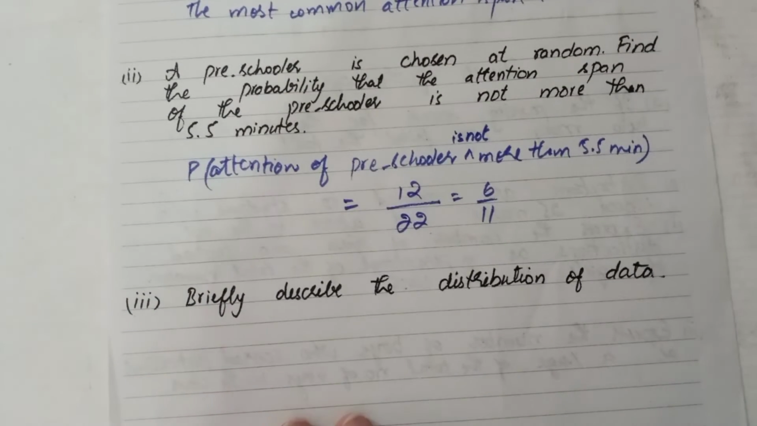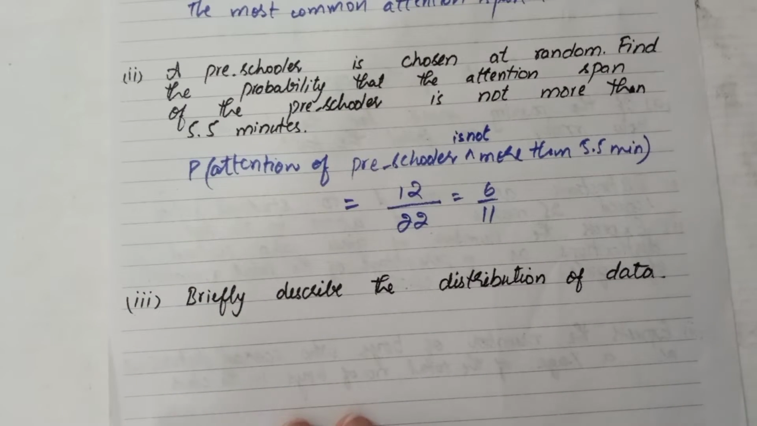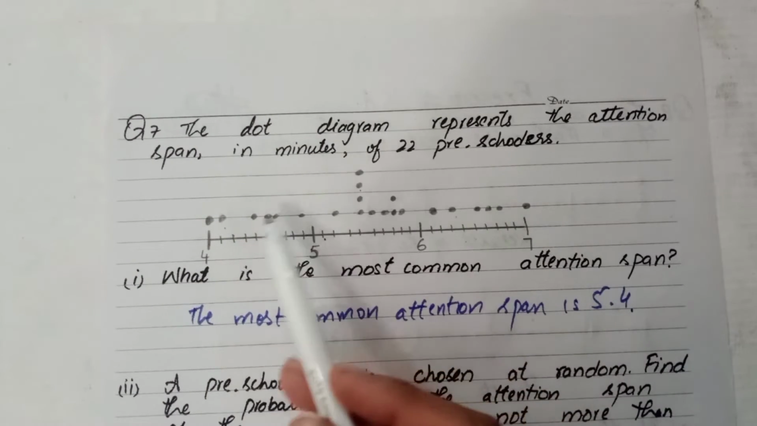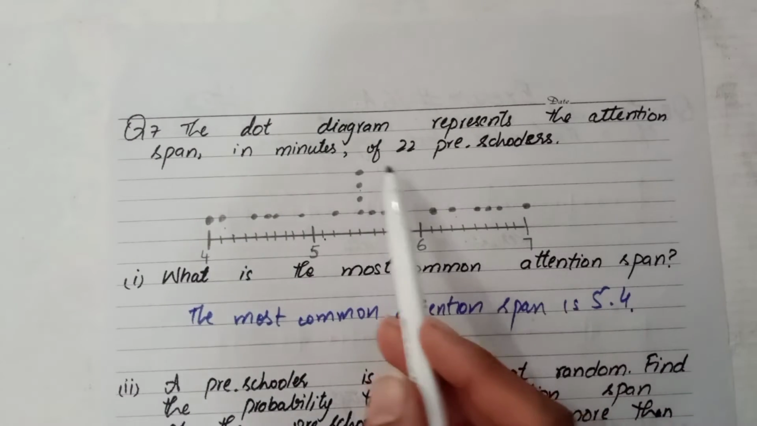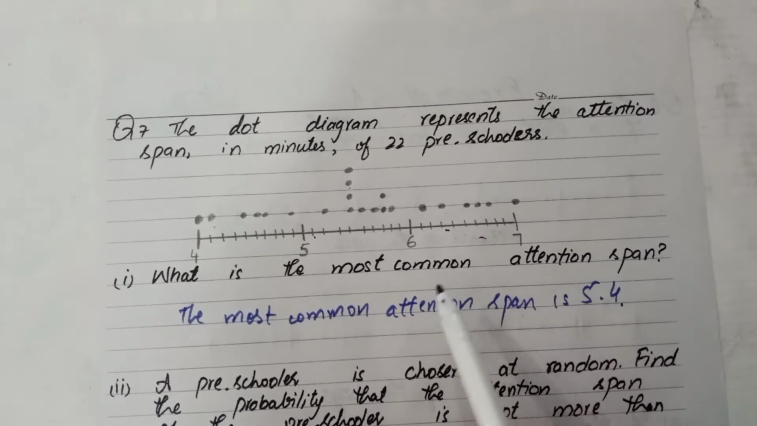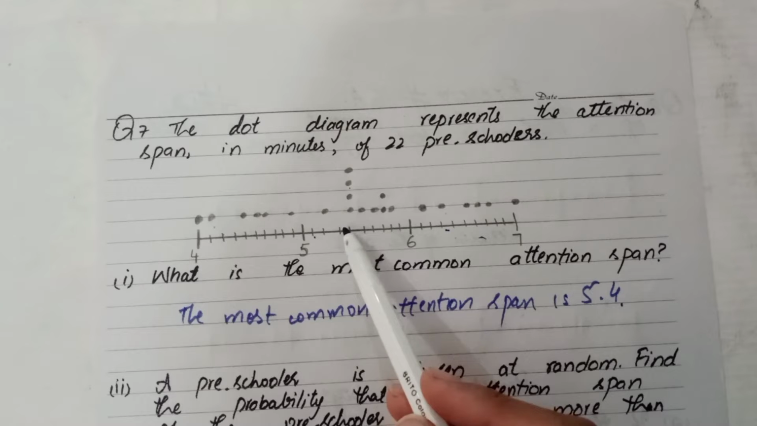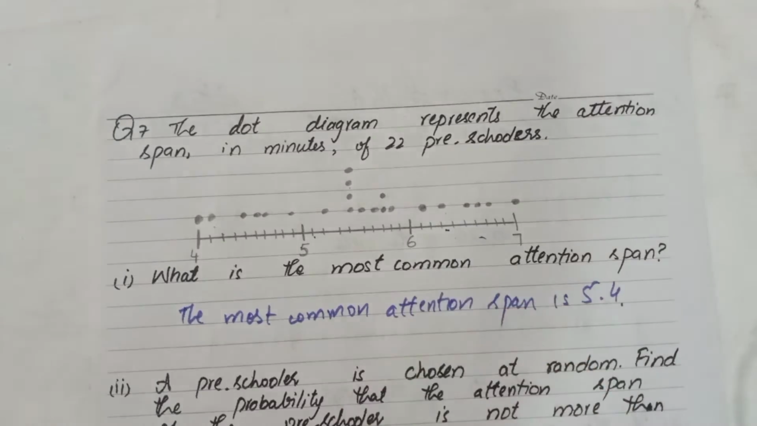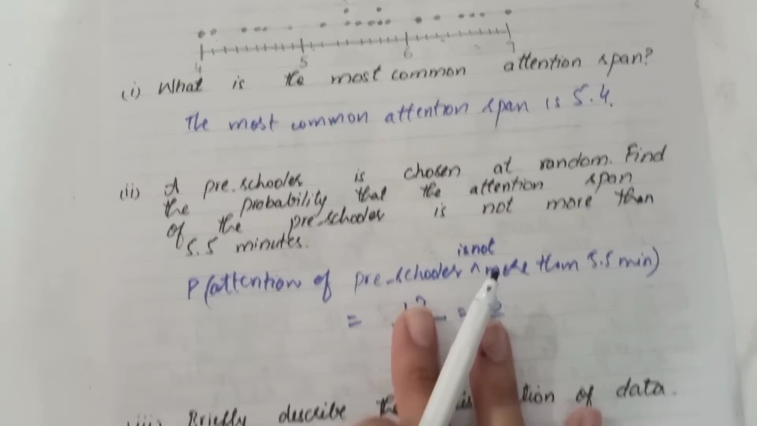Part number 3, briefly describe the distribution of data. We have to describe what type of data this is. We can understand it by observing the dot diagram. The data is between 4 minutes and 7 minutes, and there is a cluster between 5.4 and 5.8. Very simple, and we have to write it like that.